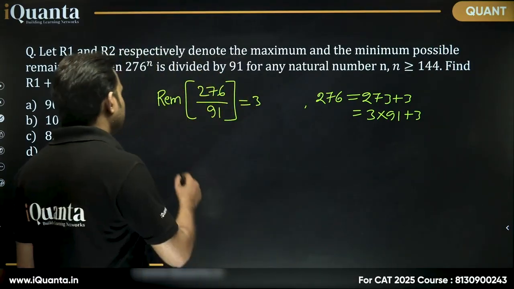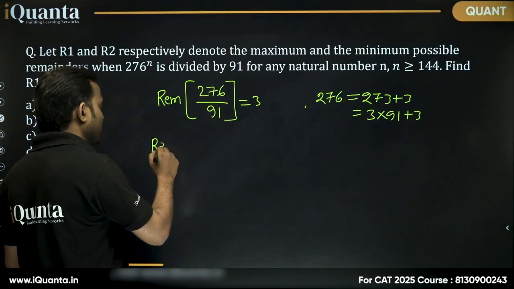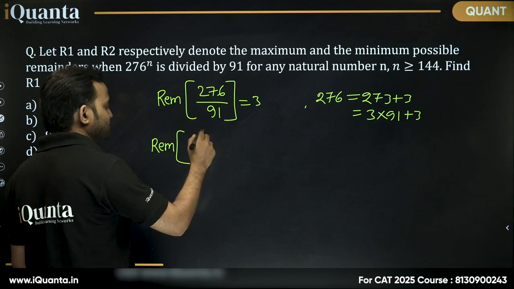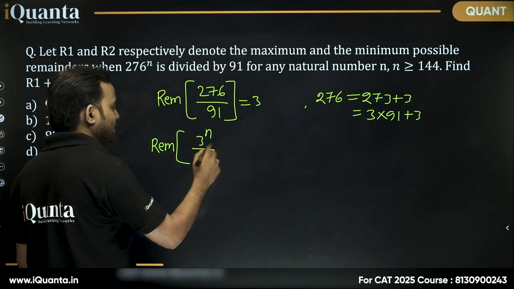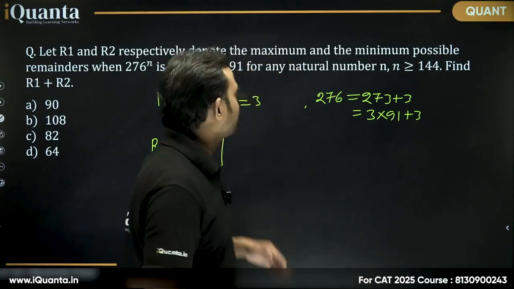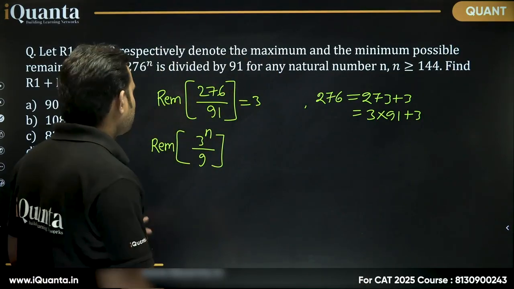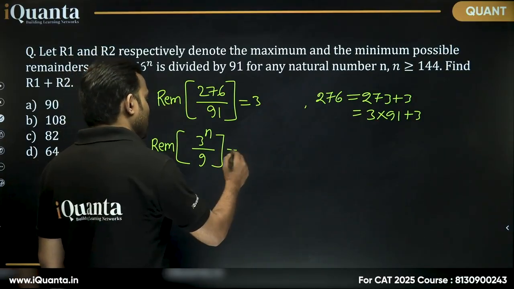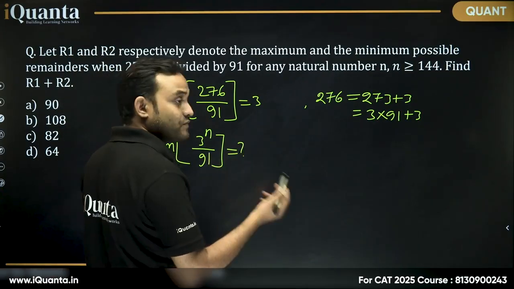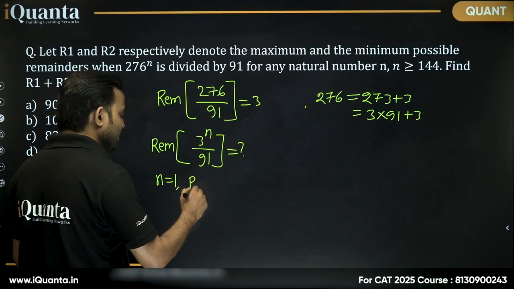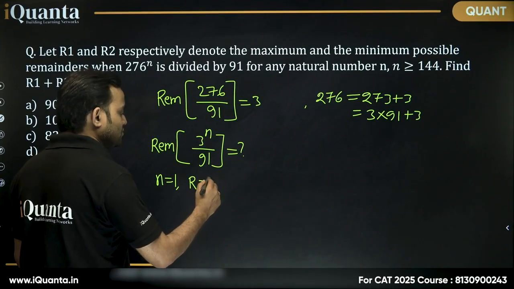So when we are trying to find the remainder when 276 to the power n is divided by 91, it is the same as finding the remainder when 3 to the power n is divided by 91. Now we can find the maximum and minimum remainder and then add the values. So what will be the remainder? If we take different values of n, if I take n equal to 1, the remainder will be equal to 3.